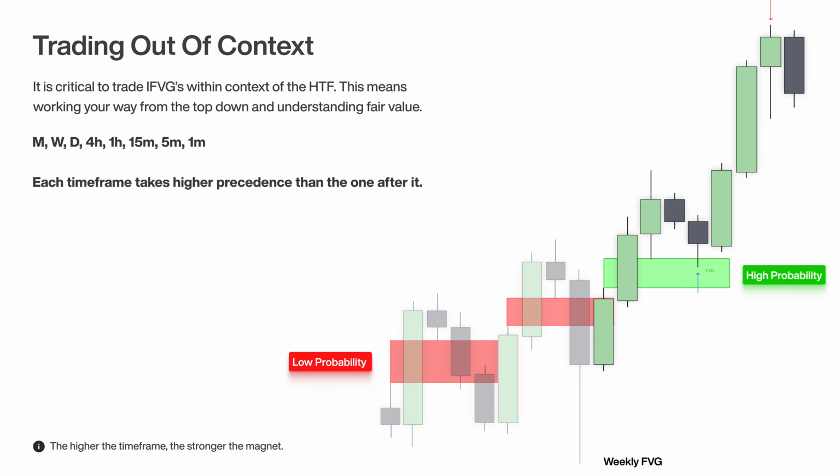Now that we've talked a little bit about inversions, I want to talk about the most common mistakes that I see people make with inversions and why 90% of people are using them wrong. The absolute biggest and most common mistake I see people make with IFVGs is trading out of context. It's absolutely critical to trade inversions with the proper context of the higher time frame from the top down. This means working your way from the top down of price action and understanding fair value. And a lot of people are probably rolling their eyes, oh, I already do top down analysis, but not in the way that I'm about to describe to you.